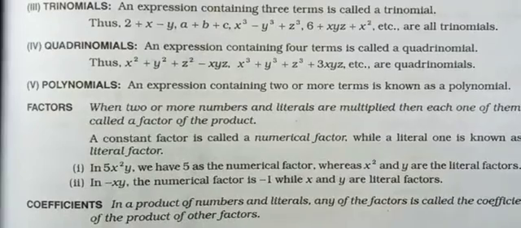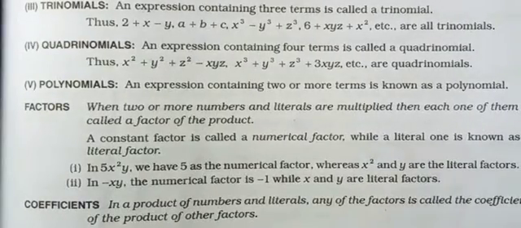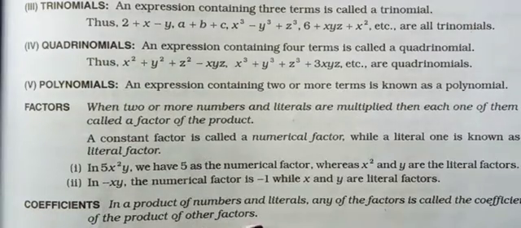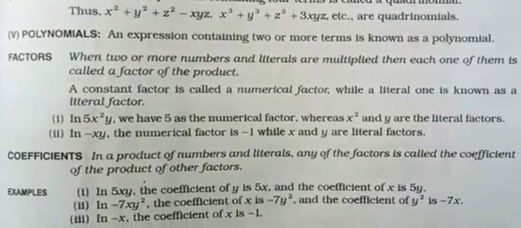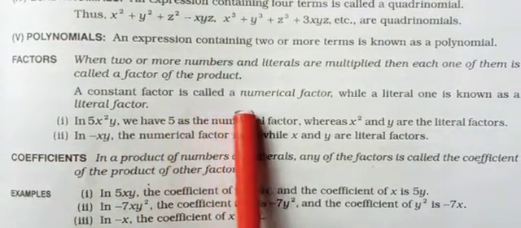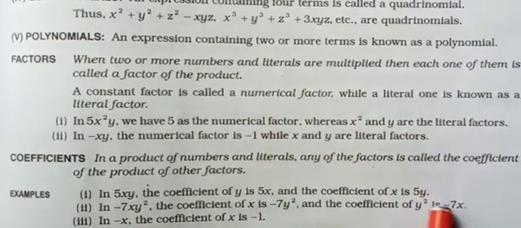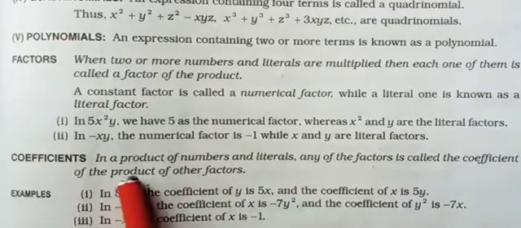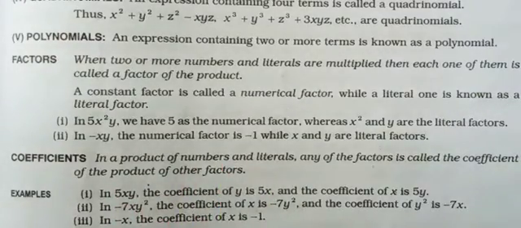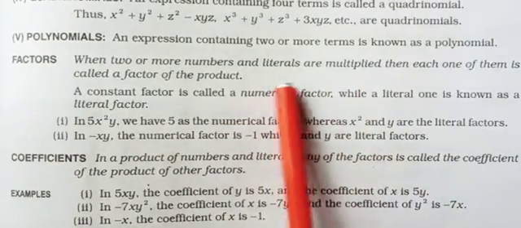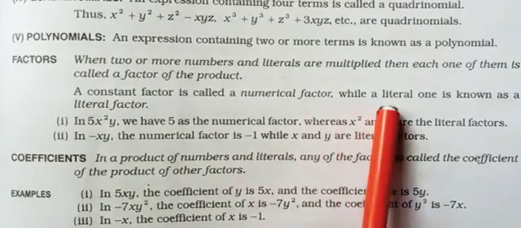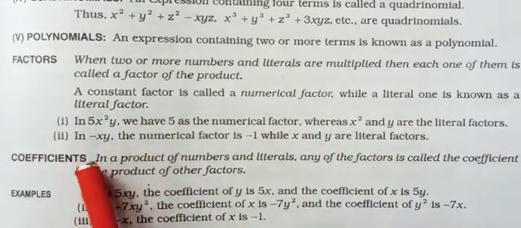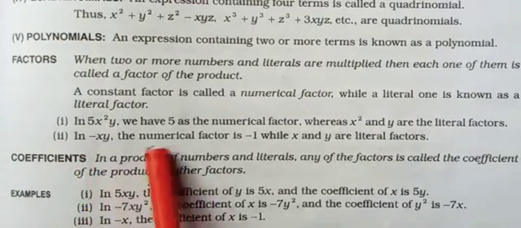A constant factor is called a numerical factor, while a literal one is known as a literal factor. Okay, we have read it.